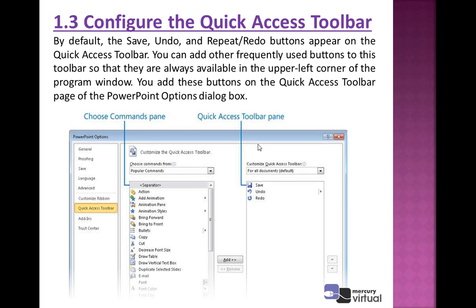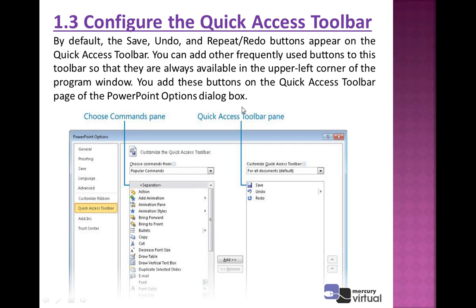Quick access toolbar is what? A toolbar on which the shortcut buttons, shortcut icons are available. By default, there are only 3 buttons available on the quick access toolbar, that is save, undo, and redo, that is a repeat button. And we can modify these buttons, or we can increase or decrease the buttons on the quick access toolbar by simply going to the File or the PowerPoint Options dialog box.